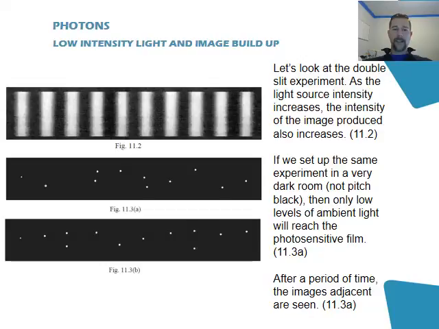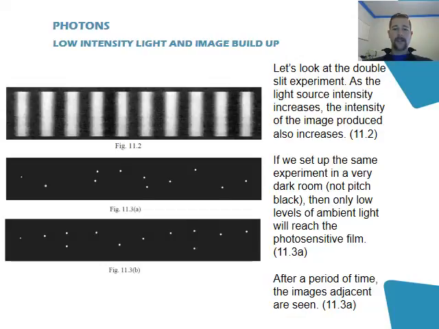So as the intensity increases, the intensity of the image produced, those bands, also increases. However, if we reconduct the same experiment in very low levels of light, so it's not in a pitch black room, but just a very dark room where only ambient light can go through the slits, we get something that's produced in image 11.3, and we can see there's these discrete dots that are produced on the image.